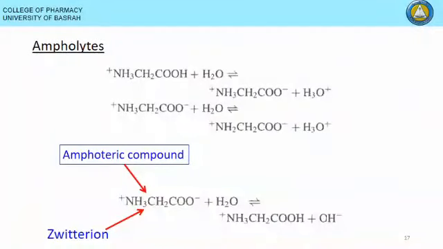The final part of the last lecture was talking about the ampholytes. We said ampholytes are substances that have the ability to donate and accept protons. One of the major examples of compounds that have the ability to accept and donate protons are amino acids.